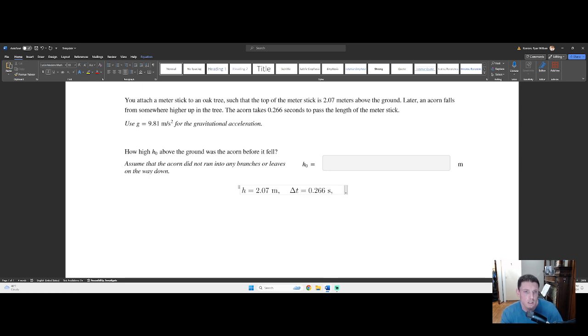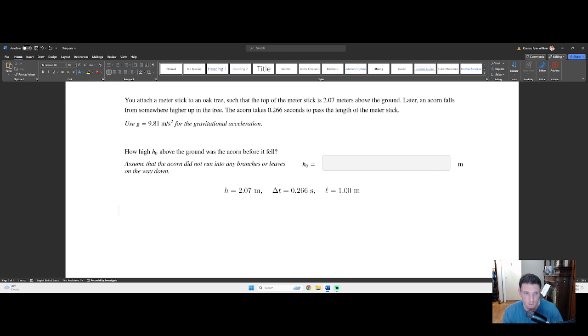We're also going to need something that they don't explicitly tell us, which is the length of the meter stick, but obviously a meter stick is a meter long, right? So let's put that in there. We'll call it L. Okay, so how do we do this is a question that I'm not even really sure of the answer yet, but we'll figure it out. Okay, so it takes some amount of time to pass the length of a meter stick.